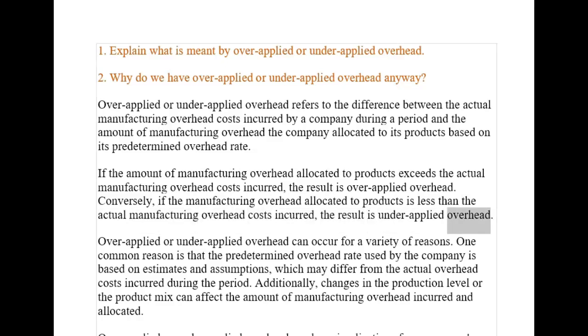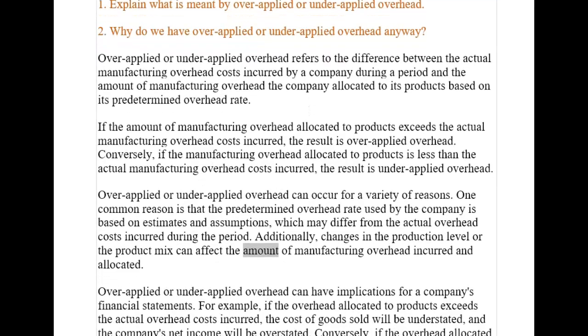is underapplied overhead. Overapplied or underapplied overhead can occur for a variety of reasons. One common reason is that the predetermined overhead rate used by the company is based on estimates and assumptions, which may differ from the actual overhead costs incurred during the period. Additionally, changes in the production level or the product mix can affect the amount of manufacturing overhead incurred and allocated.